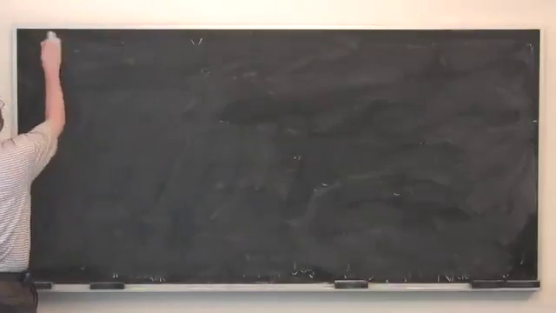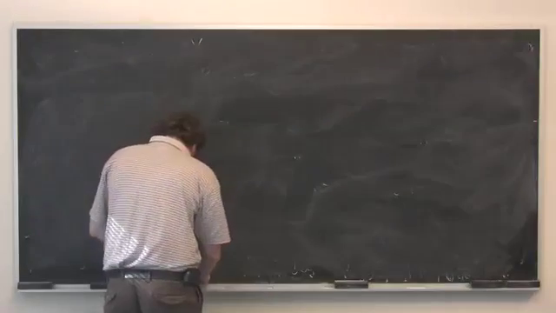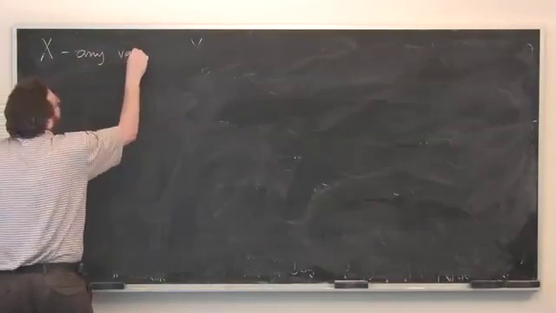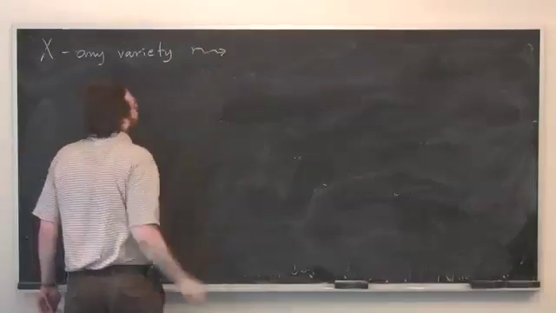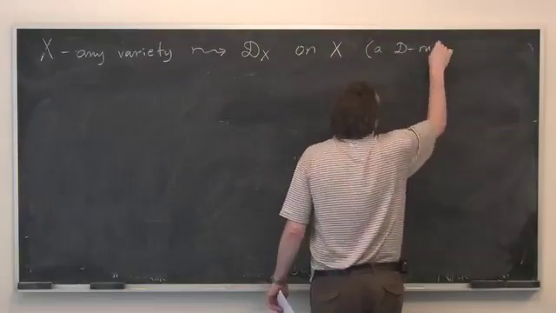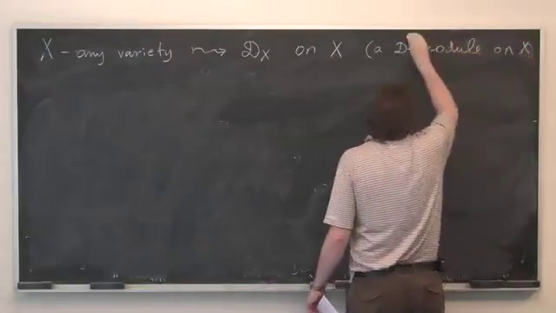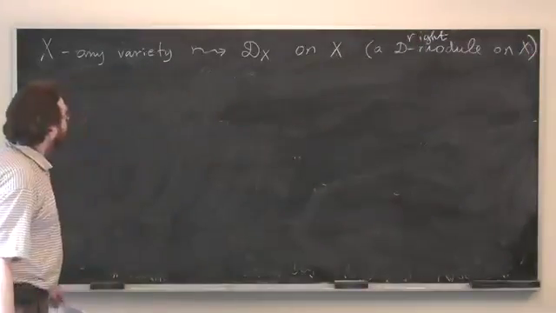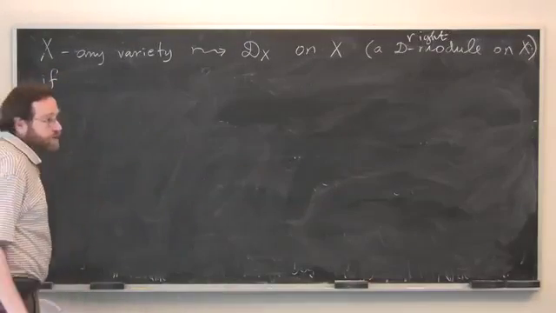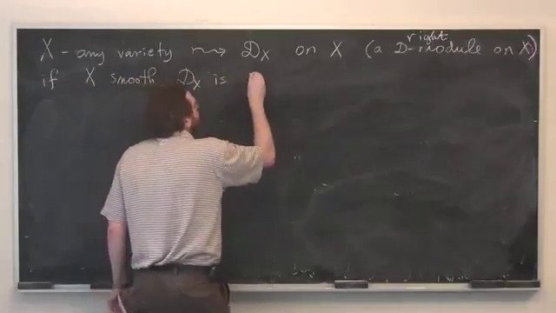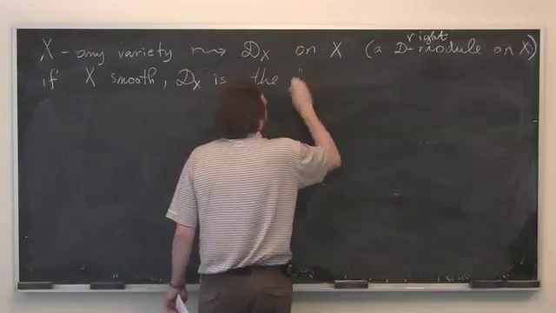So first of all, I want to remind you something. Unfortunately, since there is not very much time, I will not be able to give an introduction to the theory of D modules. But I will remind something. So if X is any variety, then we can define a D module, which is called D sub X on X. So this is a D module on X, and this is actually a right D module on X. Now, if X is smooth, it is very easy to say what it is. D_X is just the sheaf of differential operators on X.